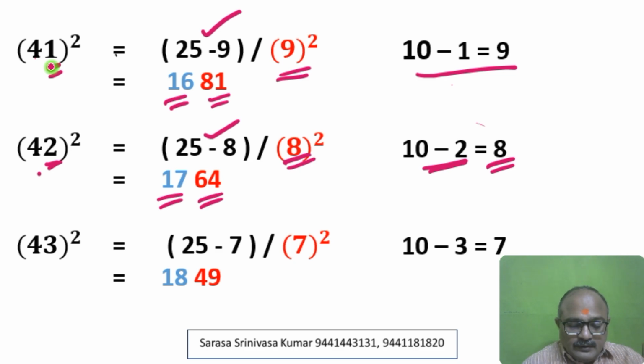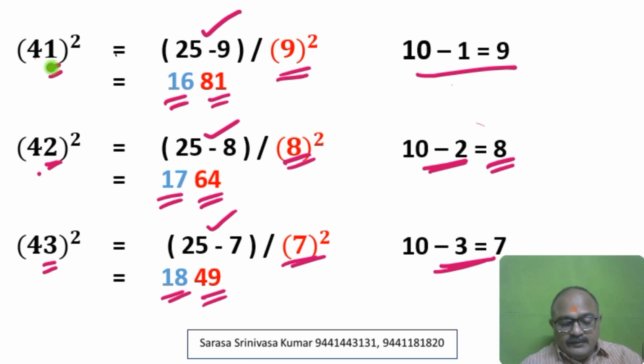43 square, units place is 3. 10 minus 3 is 7. 7 square, 49. 25 minus 7, 18. 43 square is equal to 1849.